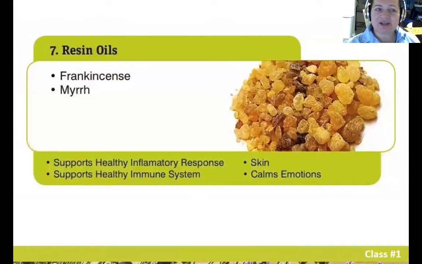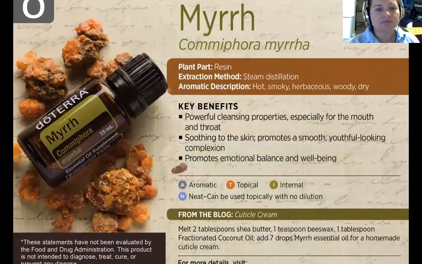The next category are resin oils. We have frankincense and myrrh. They support a healthy inflammatory response. They support a healthy immune system. They support our skin and calm emotions. Since frankincense has been talked about quite a bit, let's talk about myrrh. It's also from resin. It has a hot, smoky, herbaceous, woody smell. It's fabulous, like frankincense, for skincare.